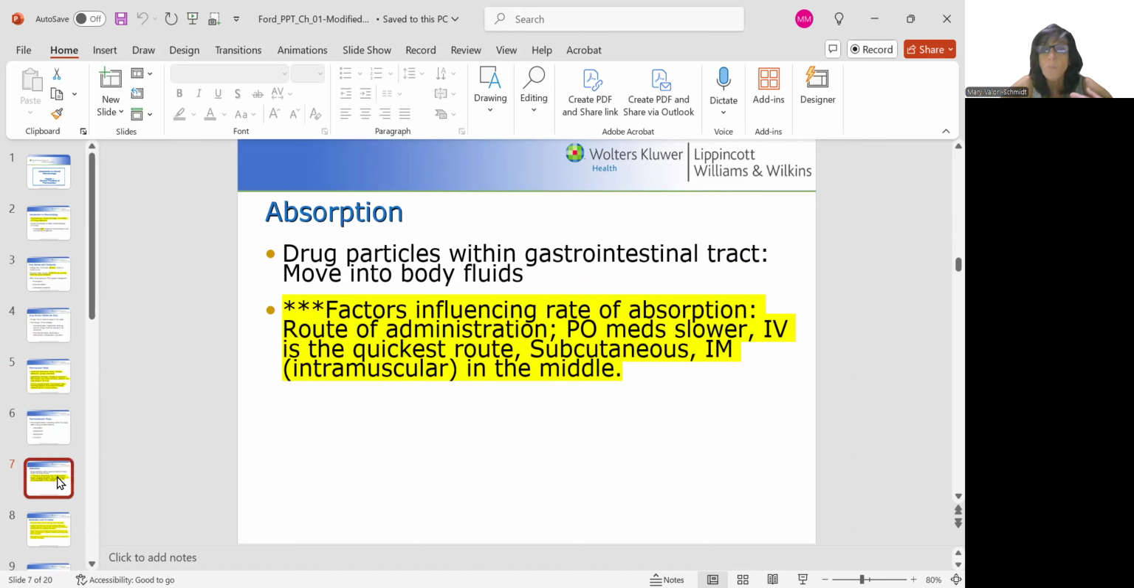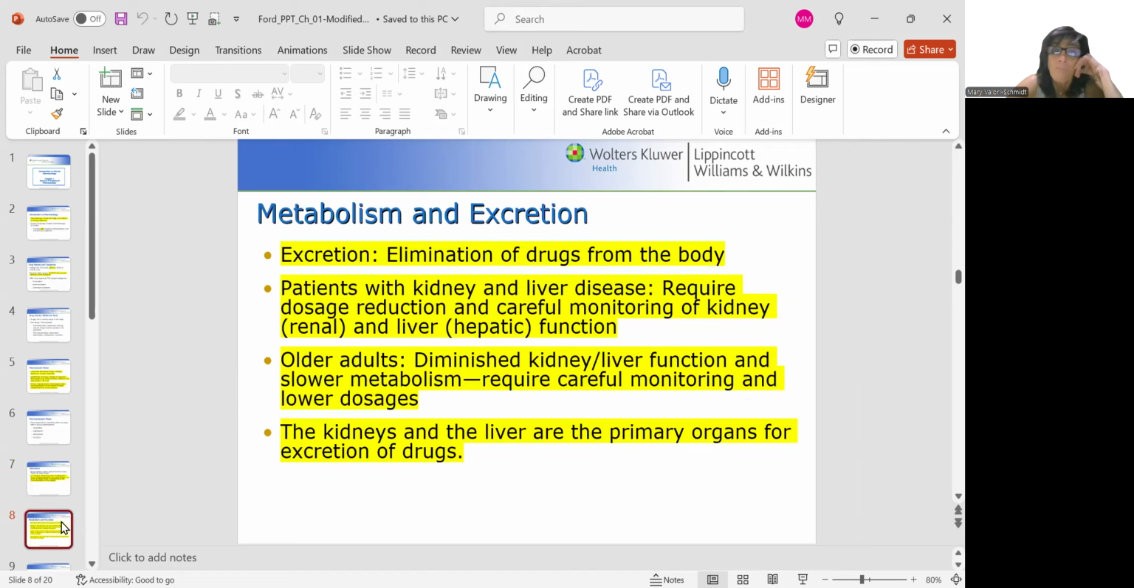So absorption. Absorption is how quickly the particles of the drug in the GI tract move into your body fluids. And factors that influence the rate of absorption: how did we give you the drug? What was the route? Was it PO? Because PO is slower. IV's quickest. Was it sub-Q or IM? They're kind of in the middle.